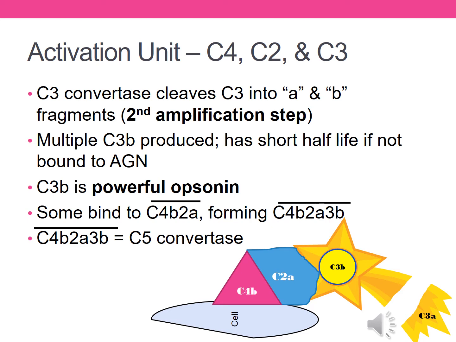So we have our C3b that binds to C4b2a, and this will form a new enzymatic complex. So we now have our C4b2a3b enzyme, and we call this C5 convertase. And what do you think C5 convertase is going to cleave?